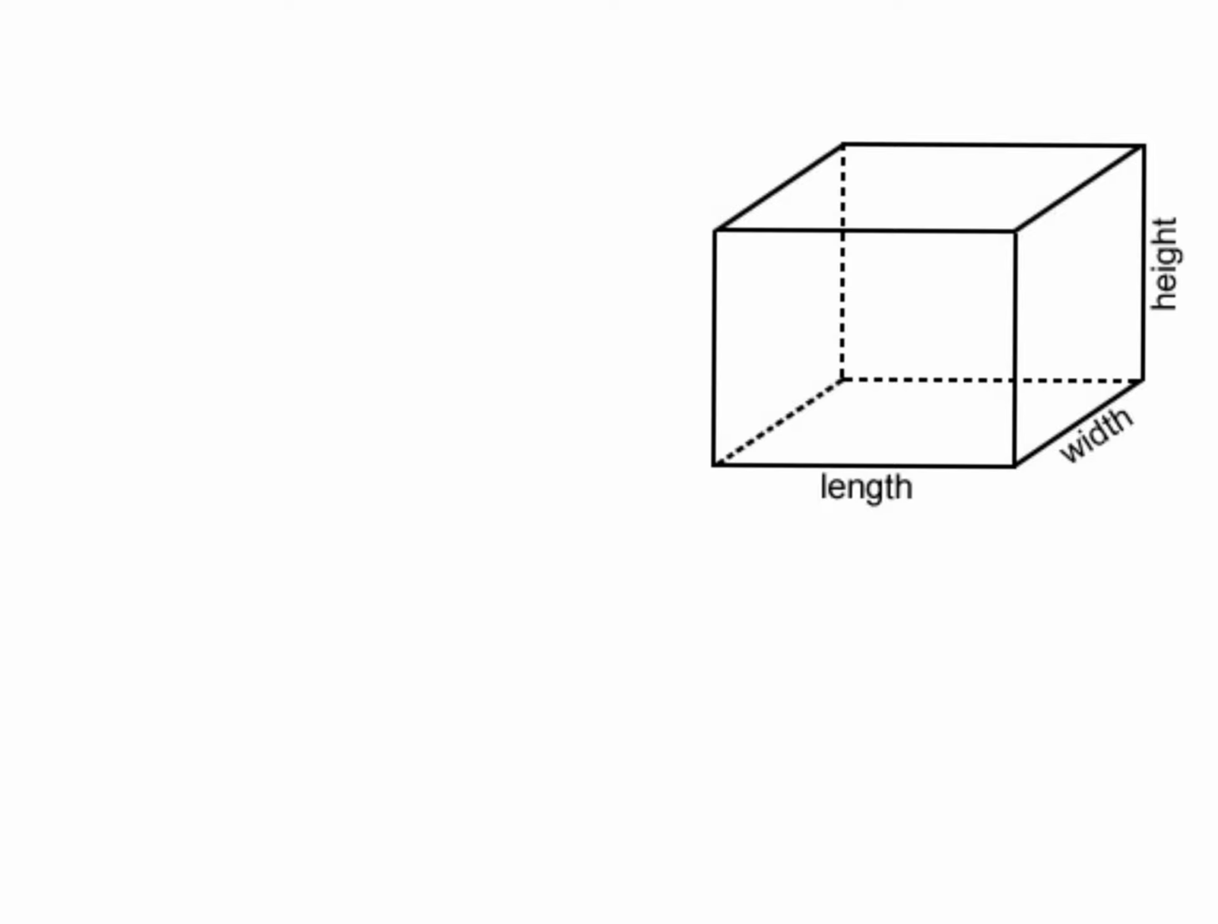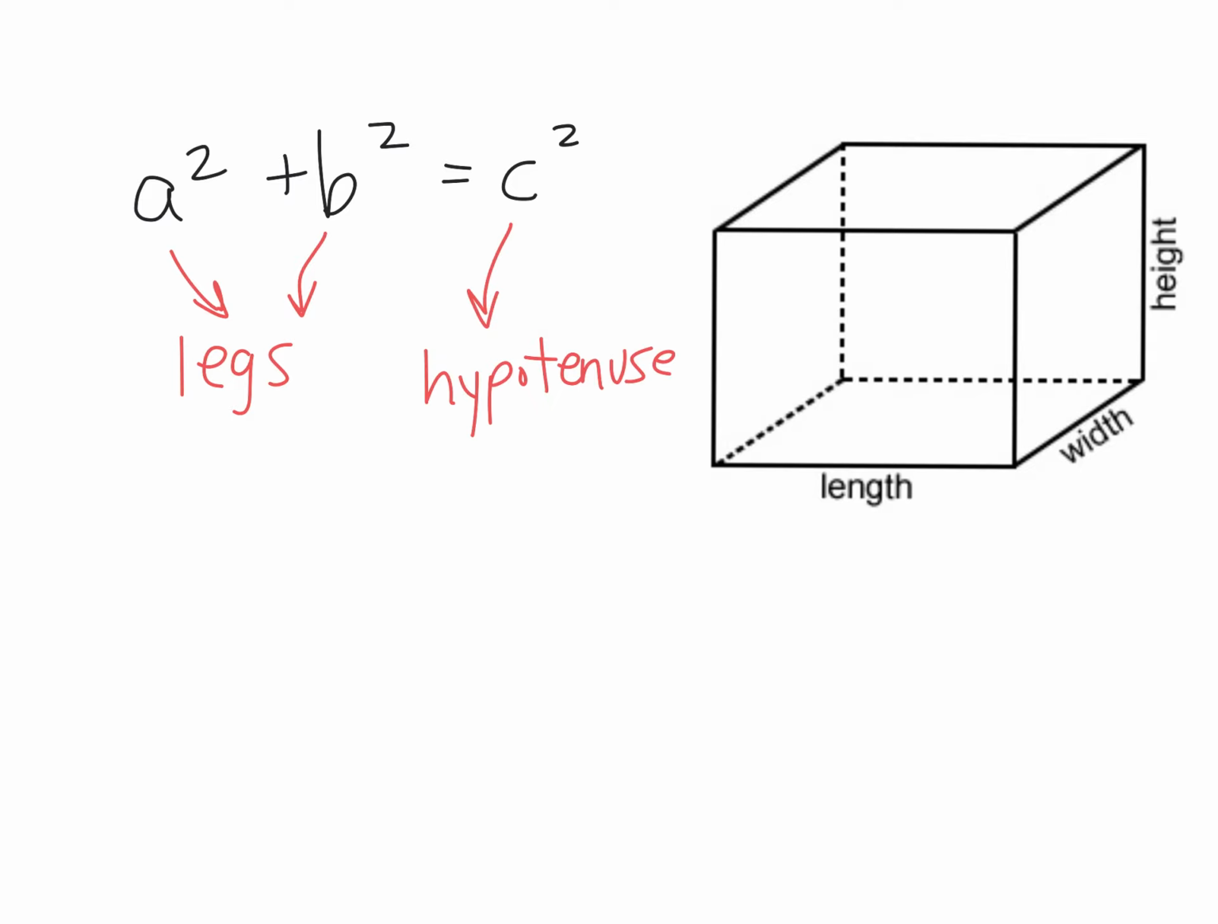The first thing we'll review is just what the Pythagorean Theorem looks like. And we all recognize it as a squared plus b squared equals c squared, where a and b are the legs of a right triangle, or the shorter sides, and c is known as the hypotenuse, which is always the longest side and opposite of the right angle. And we know that we can apply this to solve for any of the three sides of a right triangle.